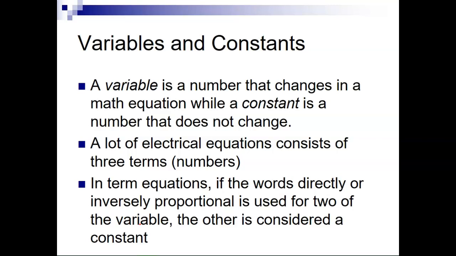So you have what are called variables and constants. Again, this should be kind of a familiar term for y'all. Y'all probably learned it in elementary and middle school. A variable is a number that changes in a math equation, while a constant is a number that does not change. A lot of electrical equations consist of three terms or numbers. So if you have two of those three numbers, one is considered the constant and the others are considered variables. That's how that works.